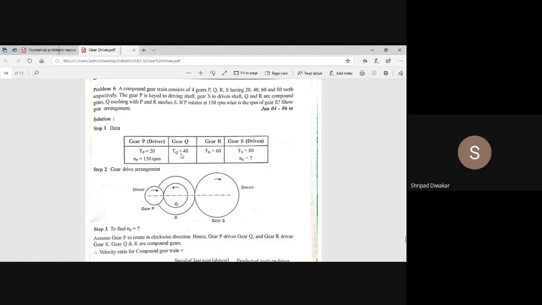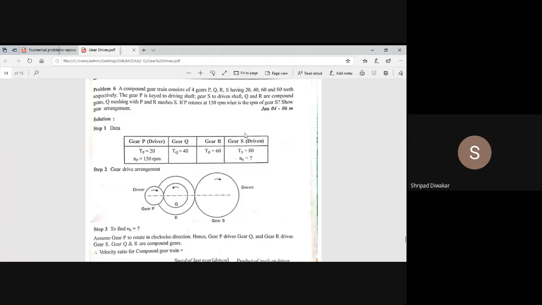Okay, and on the other hand, gear R meshes with gear S. So according to the meshing, you have to draw the circles. First, the arrangement of the gear drive is most important. Don't make any mistake in drawing the circles. Okay, then once you understand how to draw the circles, you have to write the given data.